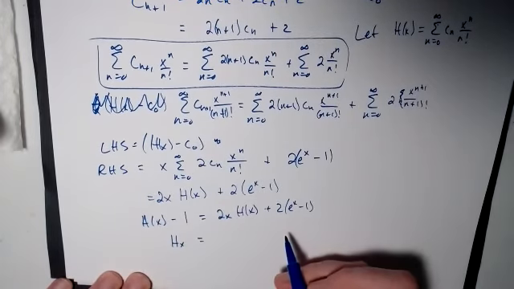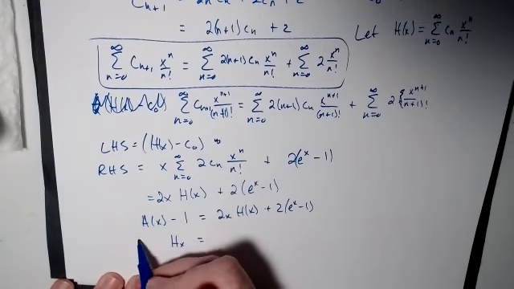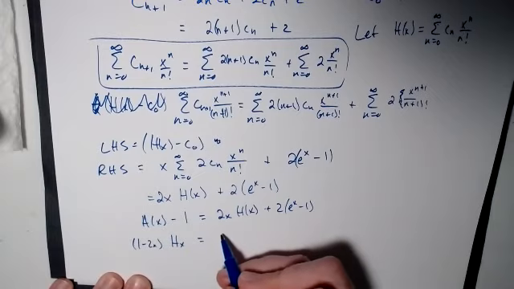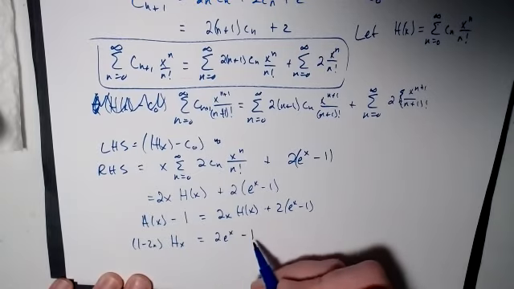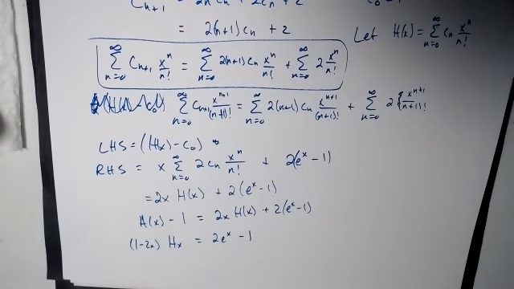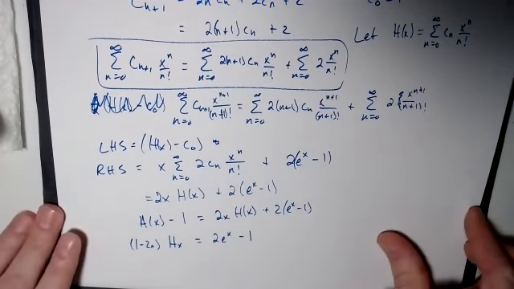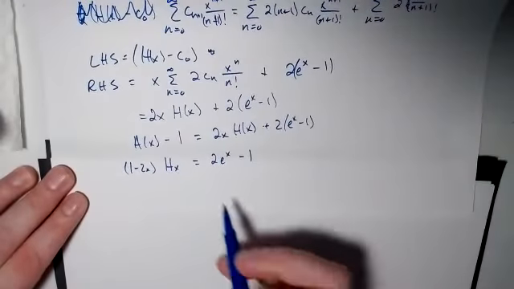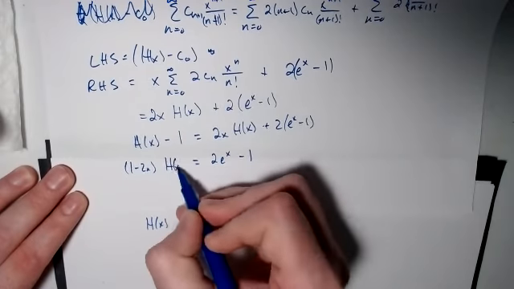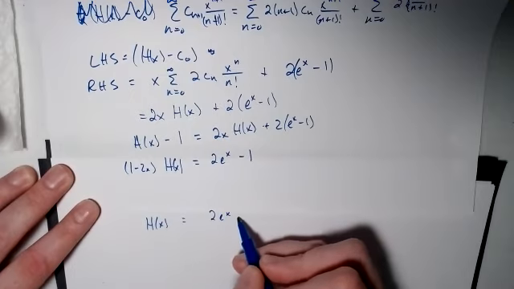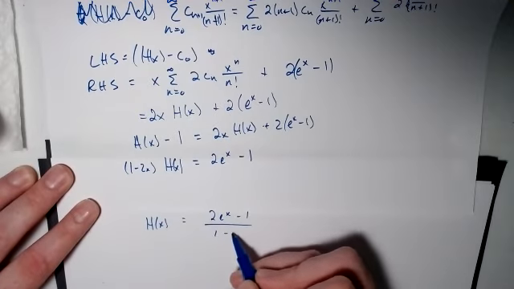H of x then is equal to h of x times 1 minus 2x is equal to 2 e to the x minus 1. I dropped the parentheses, distributed the 2, but then added the 1. So let's see if I can transfer this. So h of x equals 2 e to the x minus 1 over 1 minus 2x.